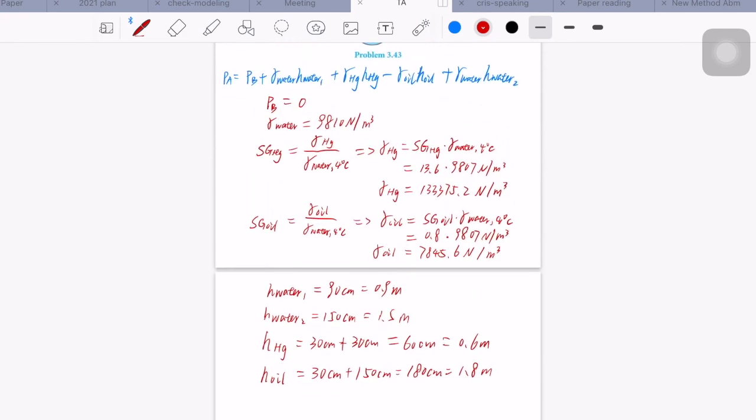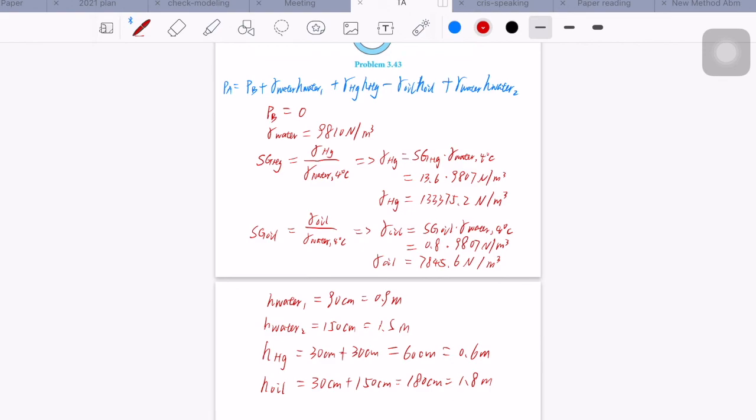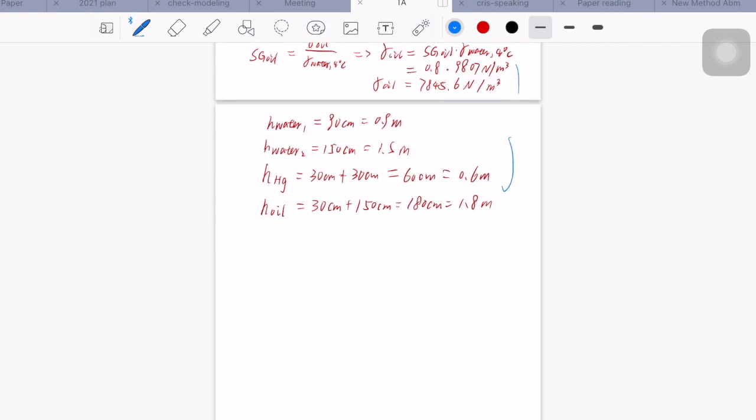So now we know all of these values, so we can determine that PA should be equal to 89.4 Pascal. So we finished this problem.